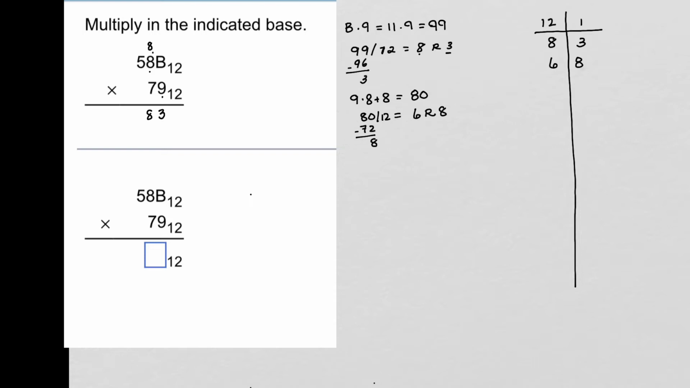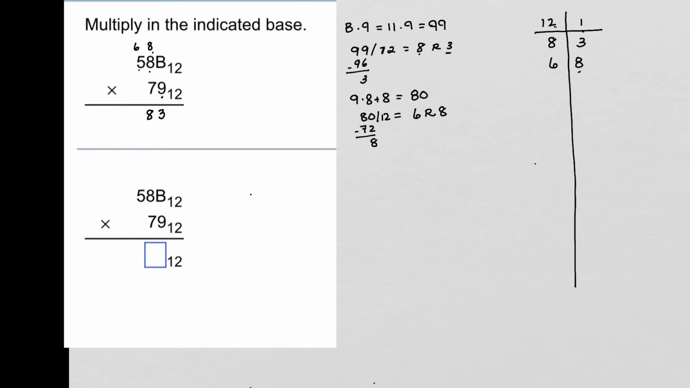That means I put an 8 in the 12's place, and I'm carrying the 6 over to the next place value. Whatever goes into the ones place here is always going to be what you bring down, and the 12's place is what carries over to the next place value.